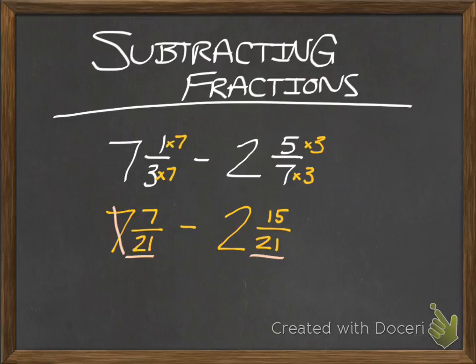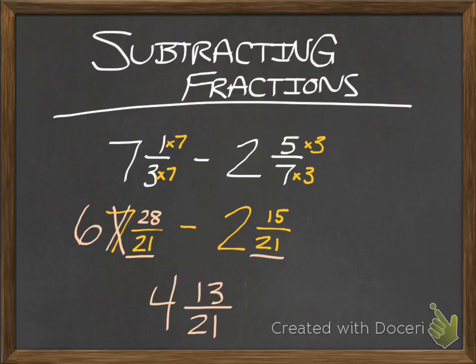In this case, I'm going to borrow from that whole number 7 and turn it into a 6. Now, when I borrow one whole, if I'm dealing with 21sts, I'm borrowing 21 out of those 21sts because it's one whole. 21 over 21 is 1. So if I'm going to borrow 21, I can add that to the top. So the top of this fraction now becomes 28 over 21. Now I am absolutely able to take 28 minus 15. That leaves me with 13 over 21, and 6 minus 2 is 4. That's nothing that I can simplify.